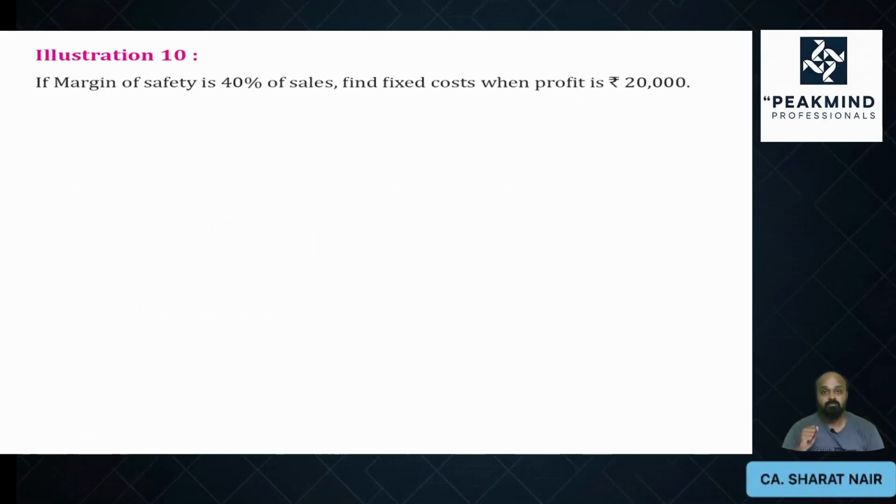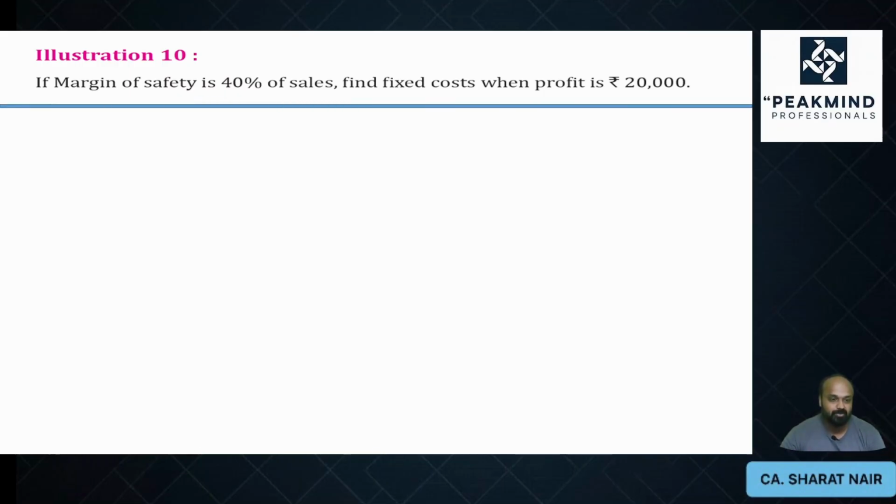Now, let's move on to the last part of the question. They're saying if the margin of safety is 40% of sales, they are asking us to find out the fixed cost when the profit is 20,000. It is interestingly done in the workbook. However, I have done it in a little bit more logical way. I have tried to handle it. Let's try to do that.